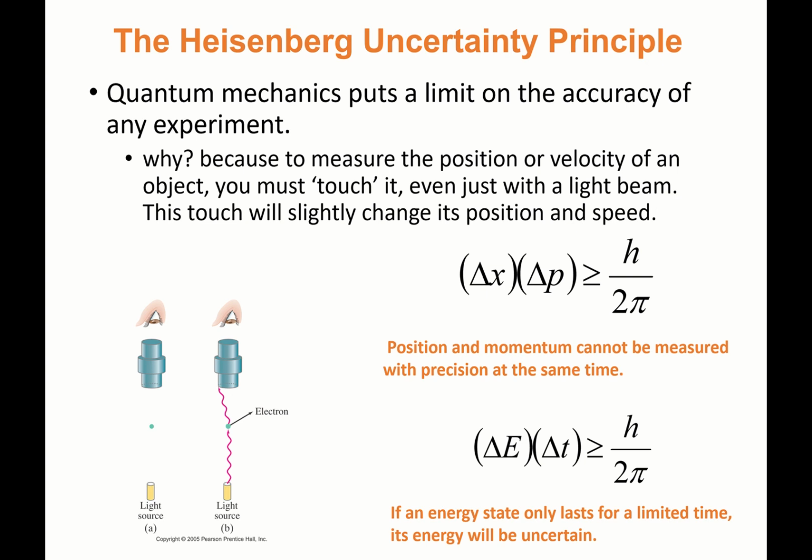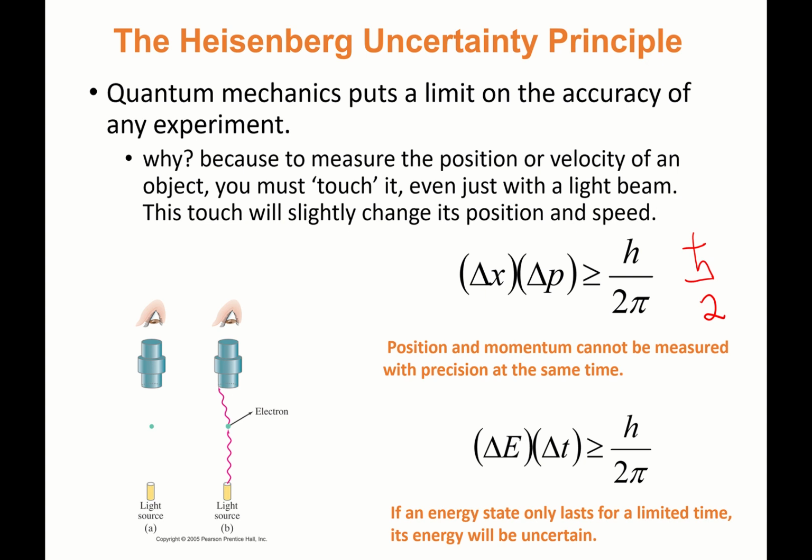So what the Heisenberg uncertainty principle states is that the uncertainty in the position times the uncertainty in the momentum, remember momentum is mass times velocity, has got to be greater than h bar, h over 2 pi. Sometimes you'll see this written as h bar over 2 as well. You'll see different versions depending on the textbook.